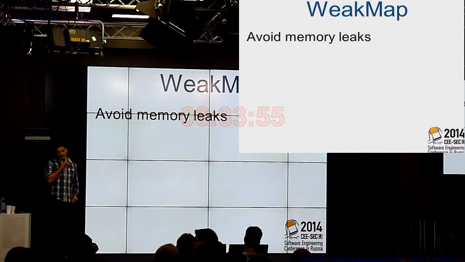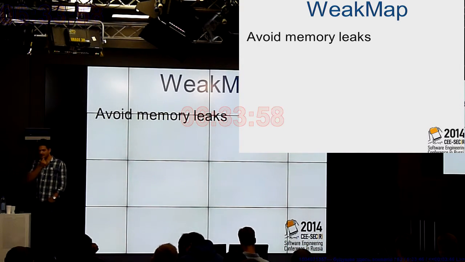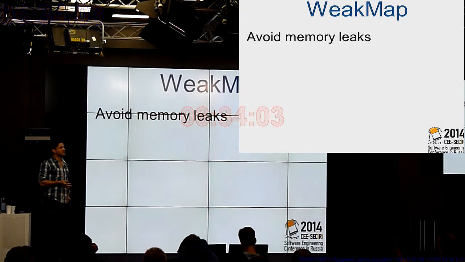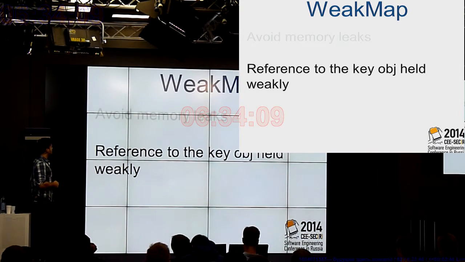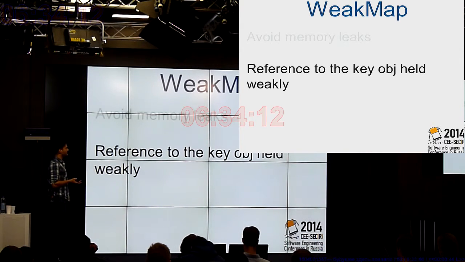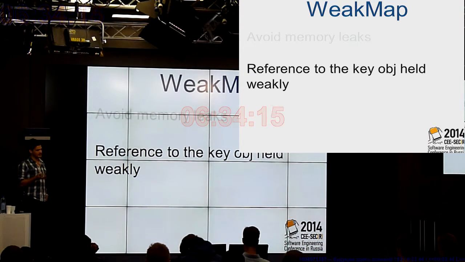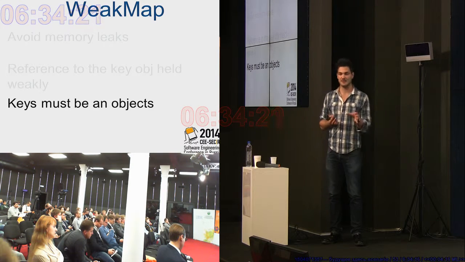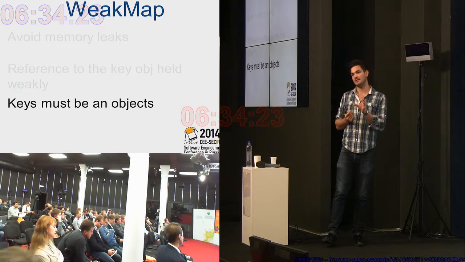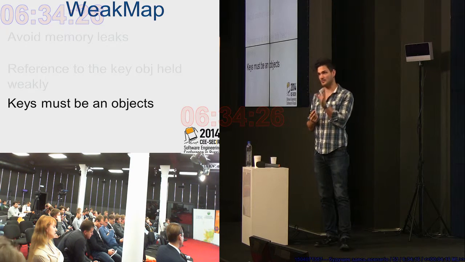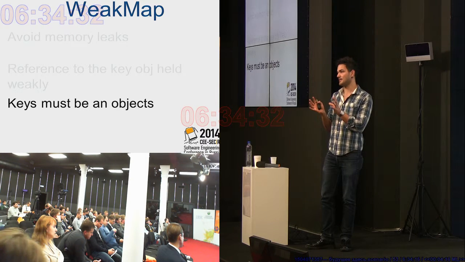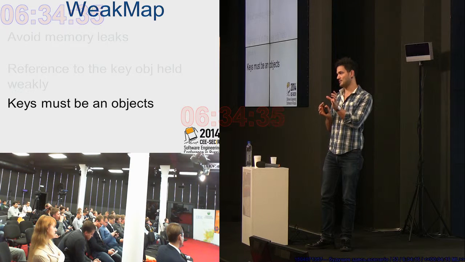Now, weak maps, that's kind of interesting. They're a bit different from standard maps. The main difference is that they are built to avoid memory leaks. The meaning of weak map is that the reference to the key object is held weakly. So first of all, the characteristic of a weak map is that the keys must be objects, and the reference to the key is held weakly.